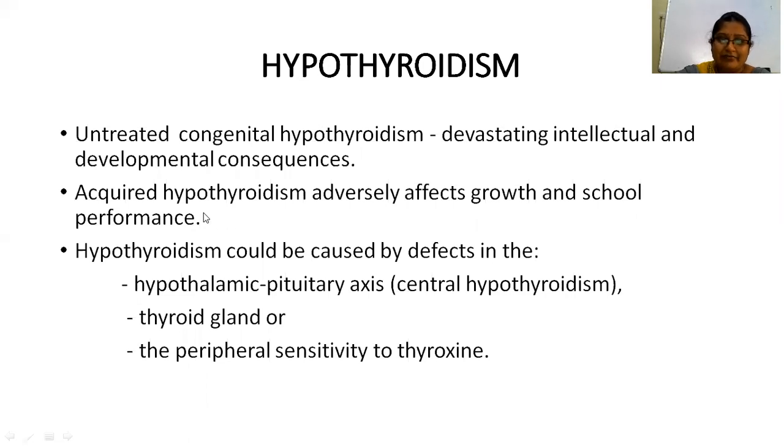Whereas in adults, if there is hypothyroidism, they present with stillbirths and problems in pregnancies, okay? And then hypothyroidism is caused by defects in the hypothalamic pituitary axis, known as central hypothyroidism, or the thyroid gland in case of primary hypothyroidism, or there is peripheral insensitivity to thyroxine, okay? Actually, TRH is secreted by the hypothalamus and TSH is stored in the pituitary. So any lesion in the hypothalamus and pituitary can cause central hypothyroidism.